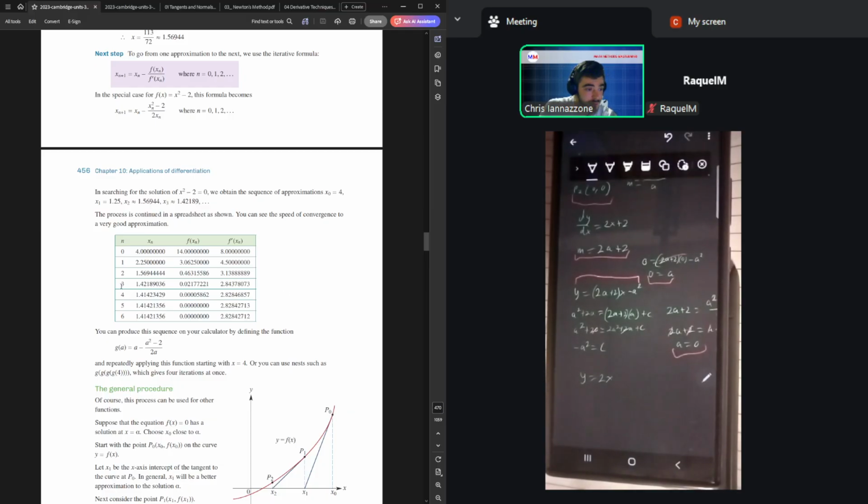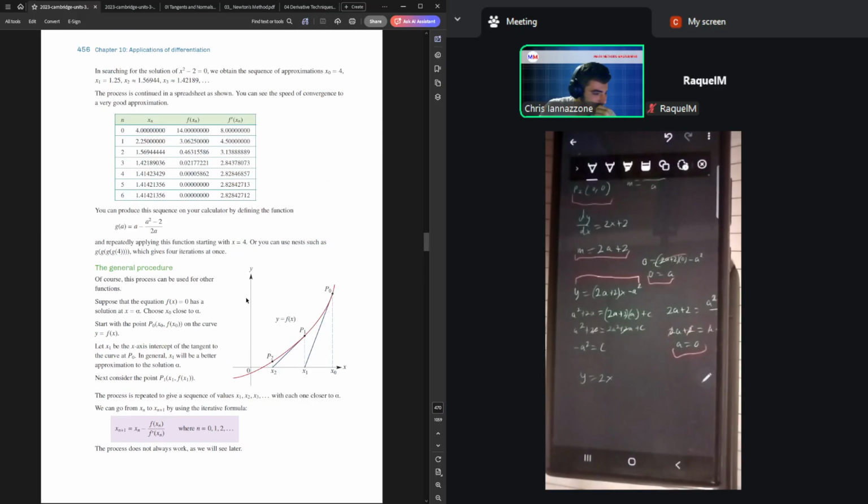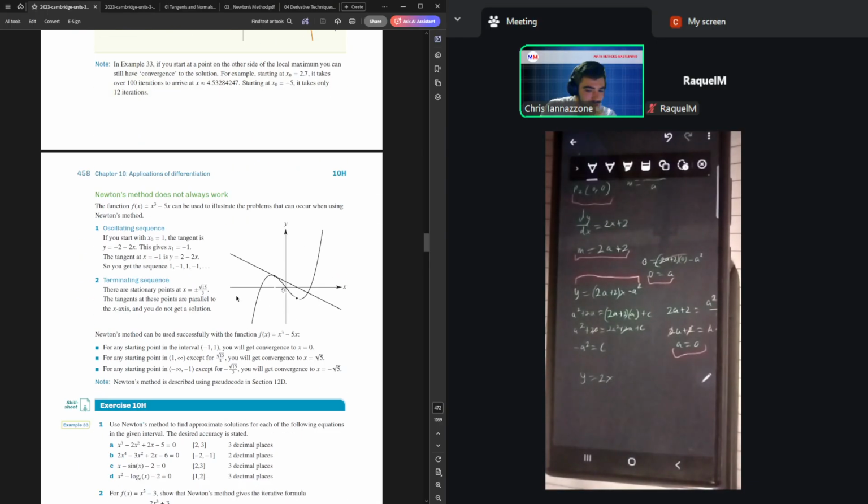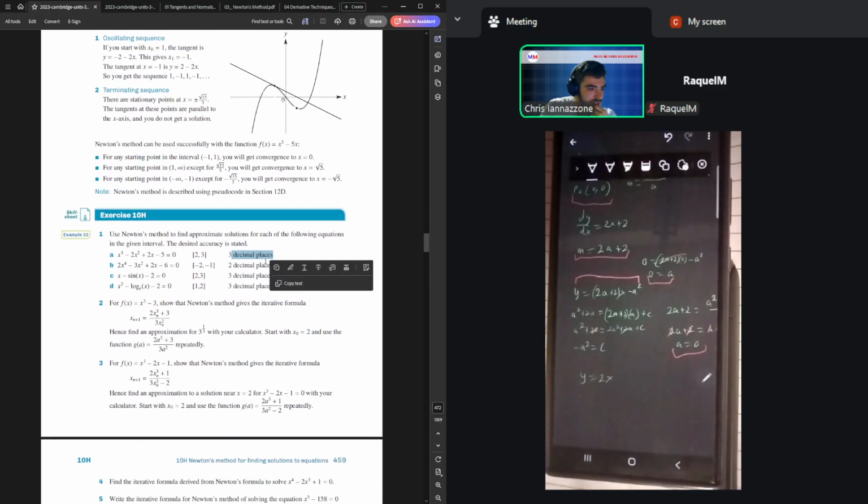If it says do a number of iterations, then that's even easier. You literally just do the number of iterations and you're fine. That's all Newton's method is. That's why I sort of chucked it in at the end, more or less, as a quick little application of what you do. So you can see here, do it to X number of decimal places.